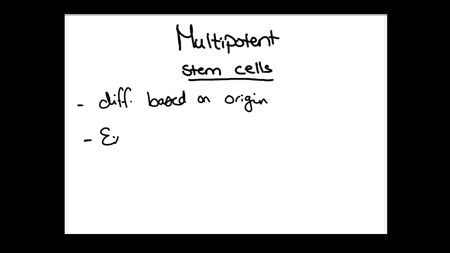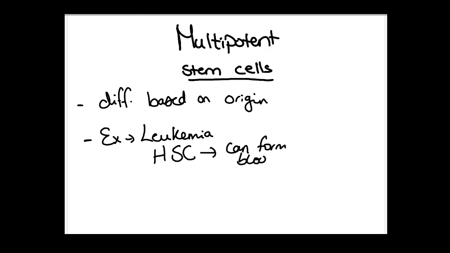So, for example, with leukemia, which is a type of blood cancer in which the body produces abnormal white blood cells that can't fight infections, in stem cell therapy for leukemia we use something called hematopoietic stem cell transplantation. So, what are hematopoietic stem cells? Hematopoietic stem cells are stem cells that are multipotent and they have the ability to form blood, like red blood cells and white blood cells.